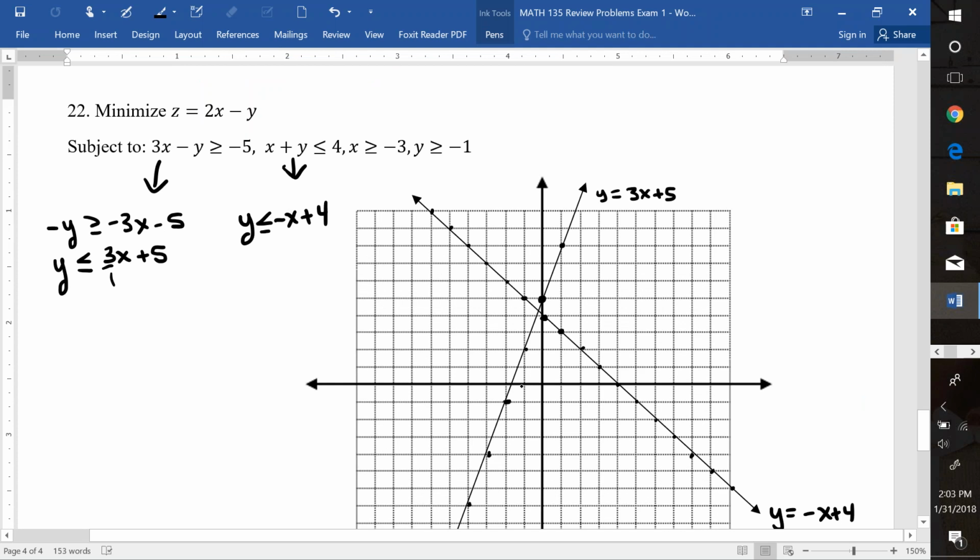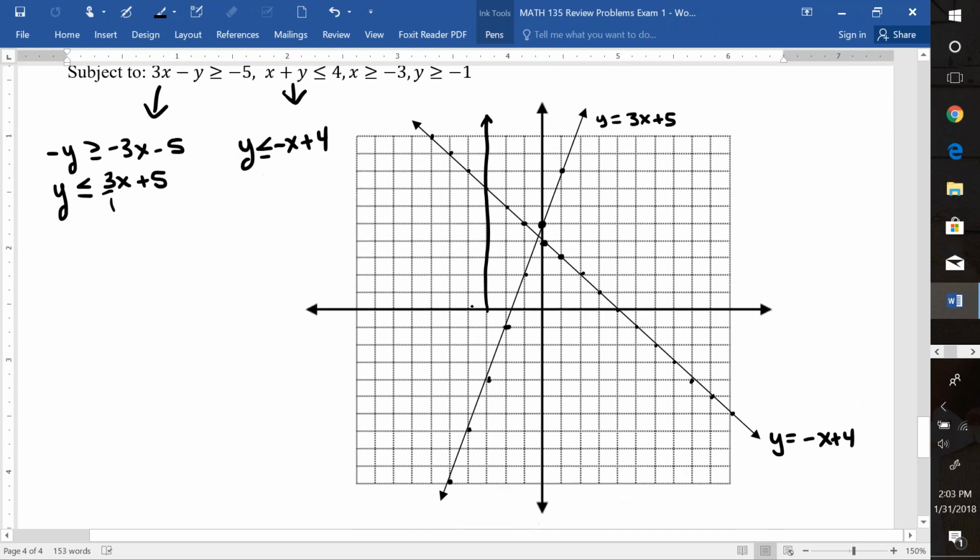X equals negative 3 is 1, 2, 3, and we go vertically. And I haven't done any shading yet. I should usually do that as I go, but this time I'm just kind of moving along. So this is x equals negative 3, and then y equals negative 1 is a horizontal line through negative 1.